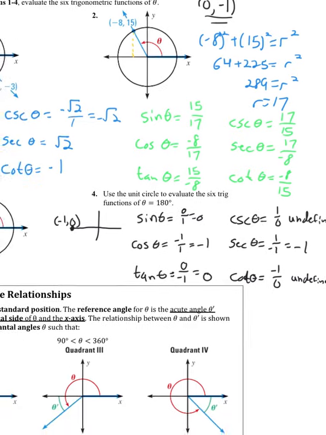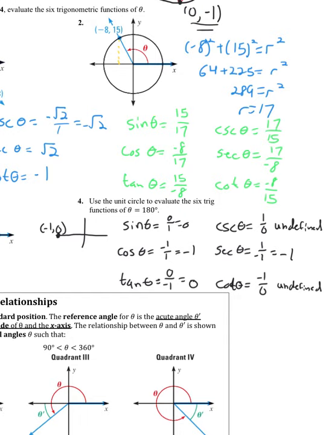Okay. So that's the idea for the unit circle problem. Just identifying the point -1 comma 0. That's the half circle. And then we can go ahead and set up our trig functions based on that.